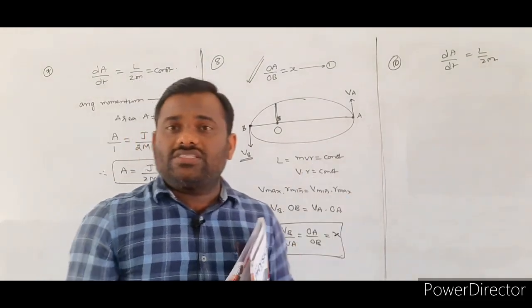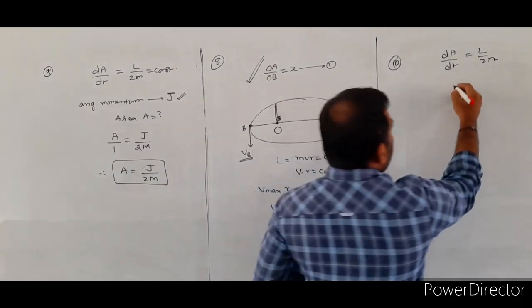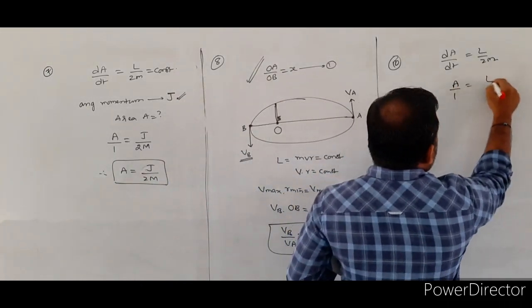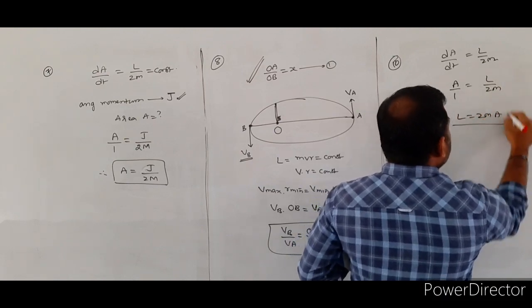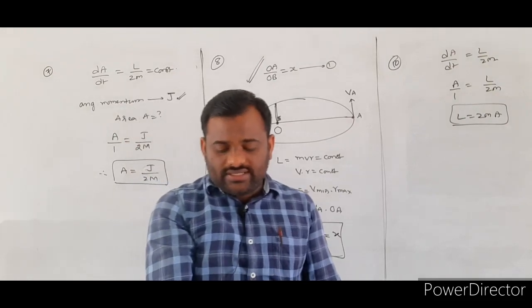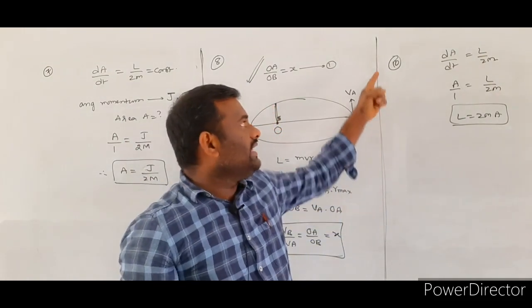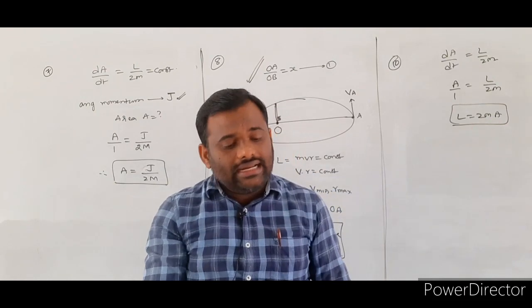Here we assume that the time is taken as 1 second. So I will write A by 1 is equal to L by 2m. Therefore, L is equal to 2 into m into A. It's a very direct problem. So L is equal to 2 into m into A. That is about numerical number 10.